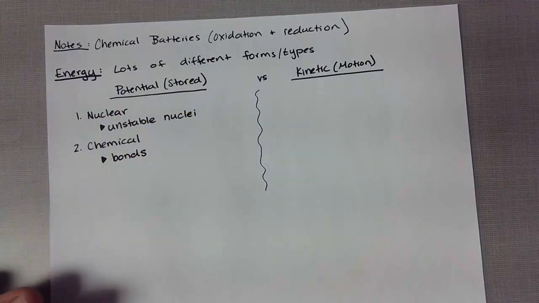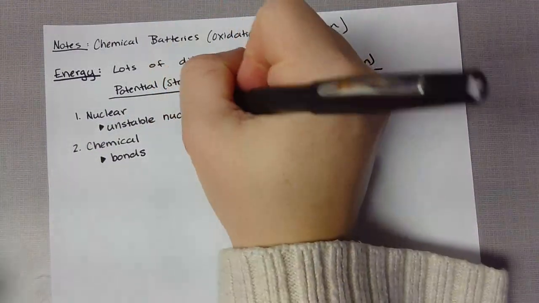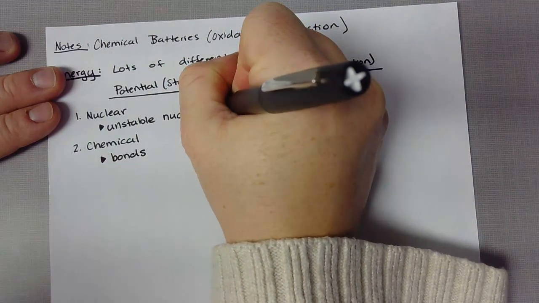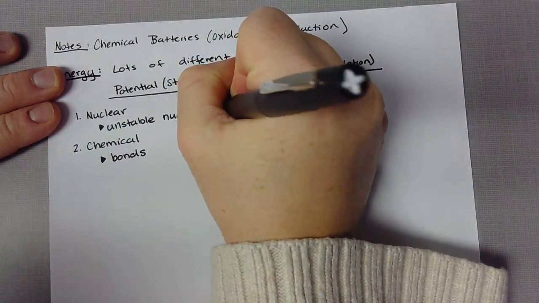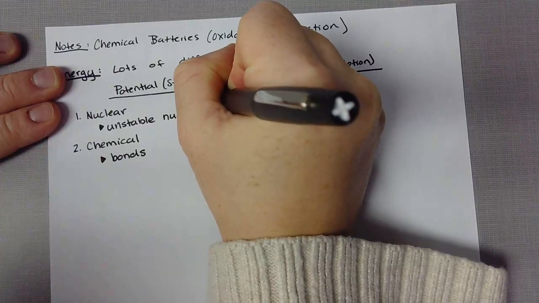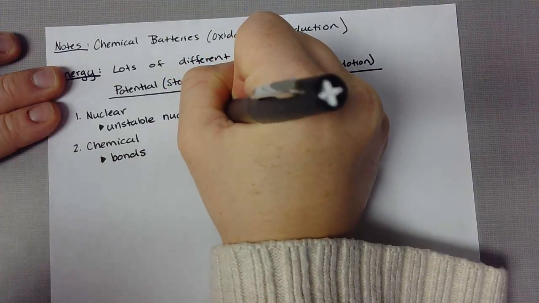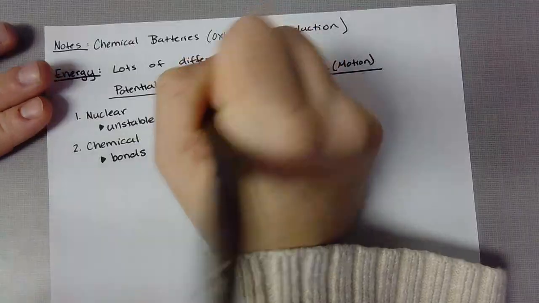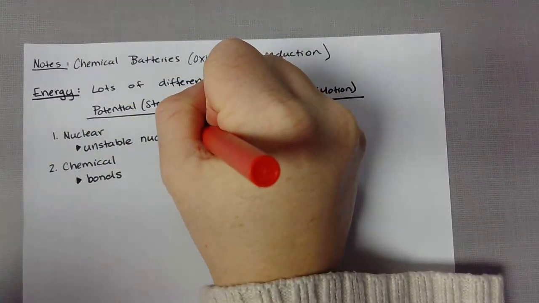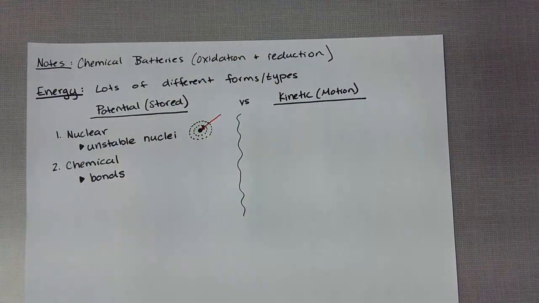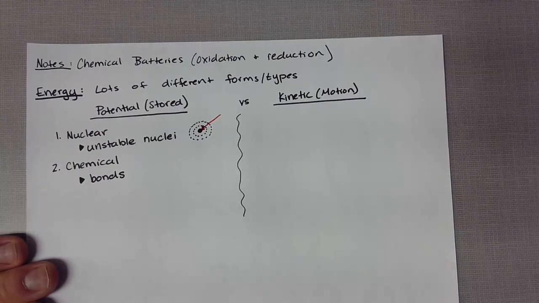So, to understand the difference here, it's really subtle. Nuclear is going to be looking at the nucleus of an individual atom. So, we've been drawing those Bohr models. I'm just going to draw a little one. That will be the energy stored in here. Chemical energy is going to be the energy stored between connected atoms.